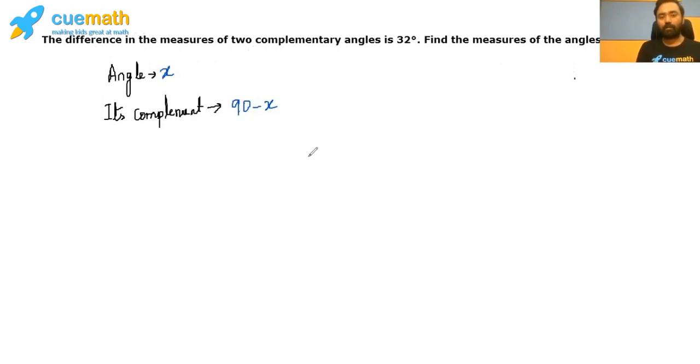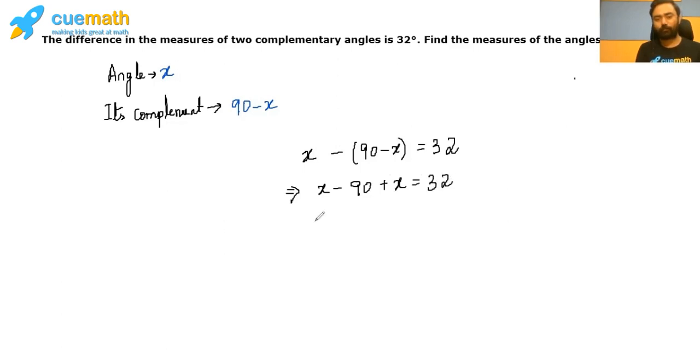It means that the difference between x and 90 minus x is equal to 32. So we get to this equation. Now let's solve this equation to get the value of the variable. If we remove the brackets, we get x minus 90, and this minus would make it positive. So positive x equals 32.